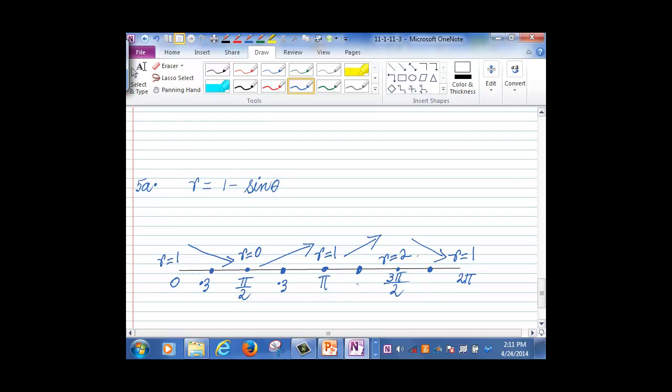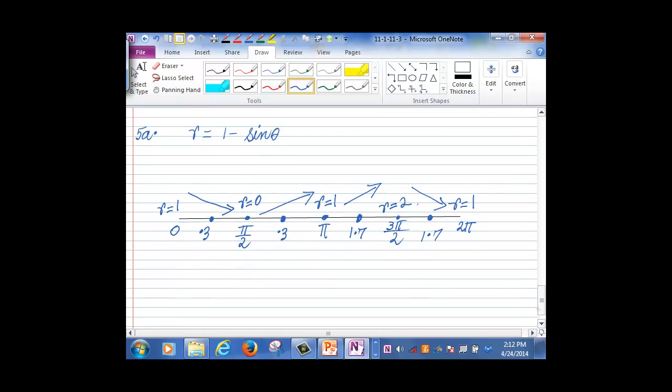At 5 pi over 4, sine theta would be what? It will be negative root 2 over 2. So 1 plus root 2 over 2. What is that? Is it 1.3? The 0.3 that I got was 1 minus root 2 over 2. So this is 1.7. And then the last one would be 1.7 as well, because it's still negative root 2 over 2. Okay, so we have all these values.